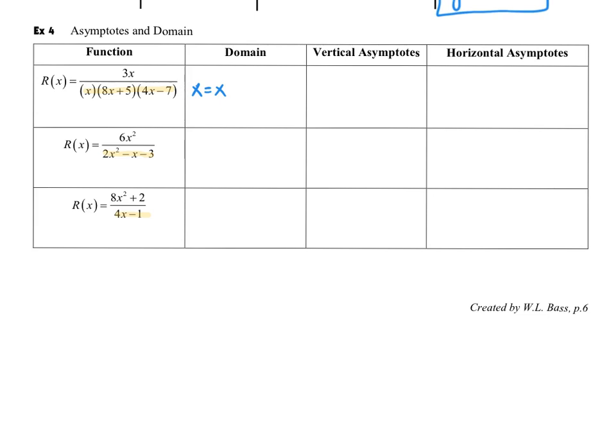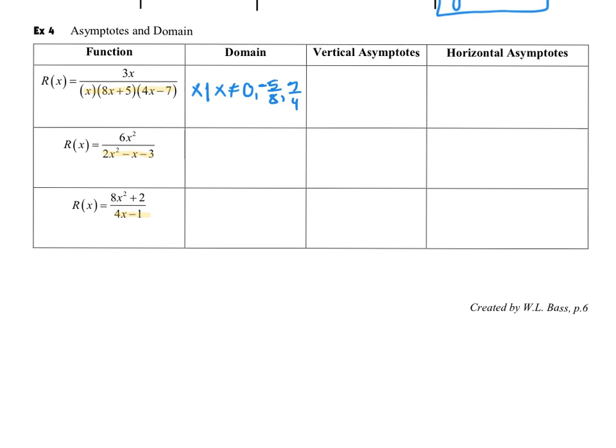Oops, my brain got ahead of myself there. x such that, sorry about that, x such that x is not equal to 0. This is going to be, I'm going to do it mentally, a negative 5/8. And my last one is a positive 7/4. Okay, I want you to be able to do those mentally.